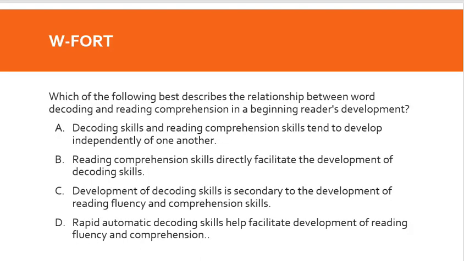Second question, which of the following best describes the relationship between word decoding and reading comprehension in a beginning reader's development? A, decoding skills and reading comprehension skills tend to develop independently of one another. B, reading comprehension skills directly facilitate the development of decoding skills. C, development of decoding skills is secondary to the development of reading fluency and reading comprehension skills. Or D, rapid automatic decoding skills help facilitate development of reading fluency and reading comprehension.